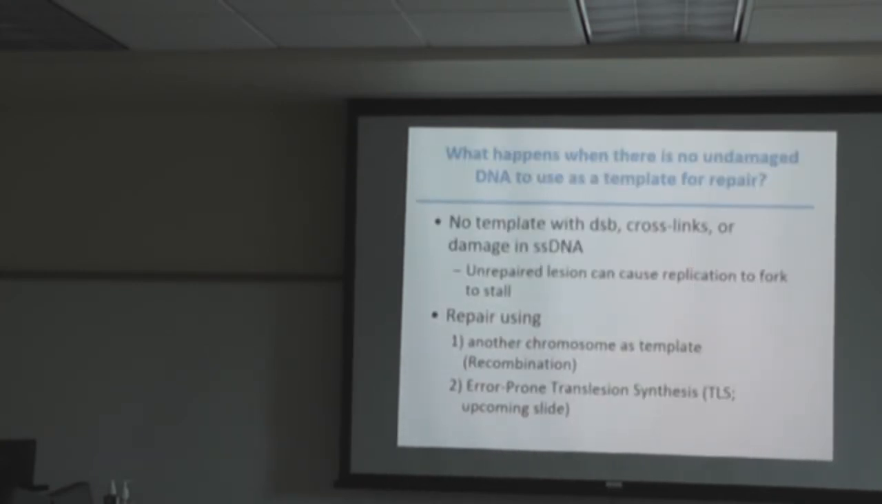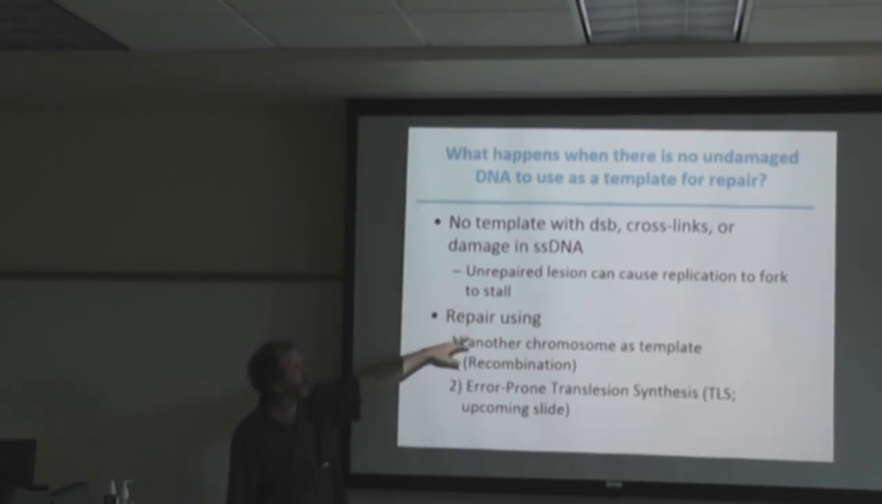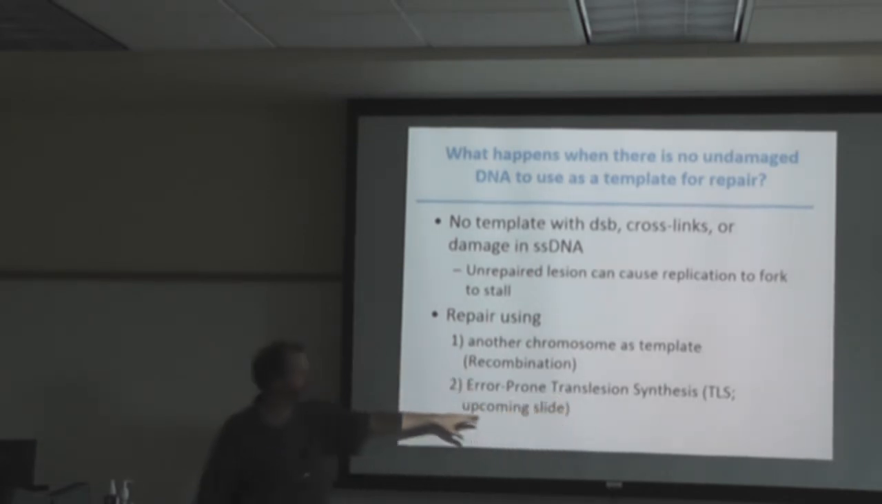So what happens when there's no undamaged DNA to use as a template for repair? Sometimes both strands are damaged, right? There's no template with double-strand breaks or cross-links, or damage in single-stranded DNA. Unrepaired lesions can cause replication to stall, and then you repair using another chromosome as the template, which is a safe way to retain some functional sequence: homologous recombination, or error-prone translesion synthesis, which is where it just hooks lesions back up together.